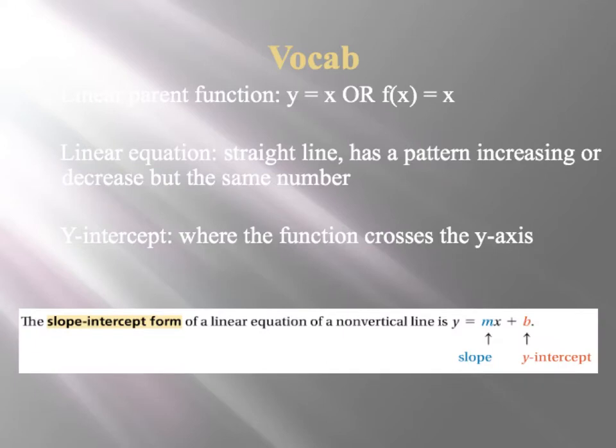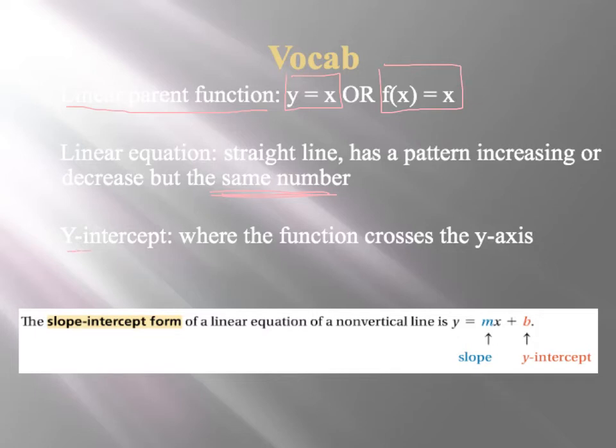Here's some key vocab. It's kind of hard to see, but this says linear parent function. Basically, it is the normal equation that we base all other equations off of. These are the two ways that we can represent a linear parent function. A linear equation is just a straight line. So basically it has a pattern either increasing or decreasing, but the same number each time. That's the thing that makes it linear. Increasing and decreasing by the same number.